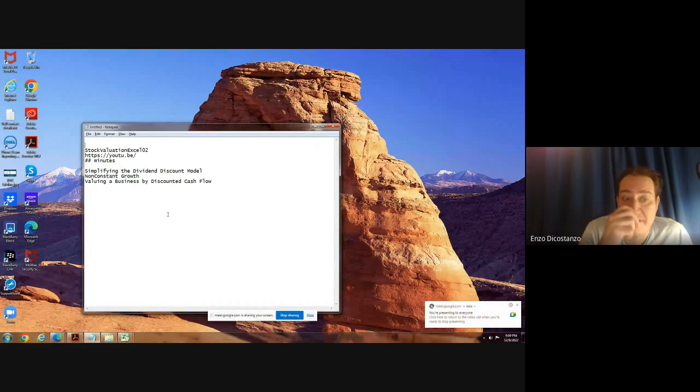Simplifying the dividend discount model, non-constant growth, and valuing a business by discounted cash flow.